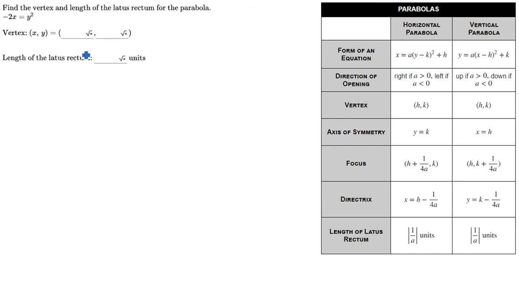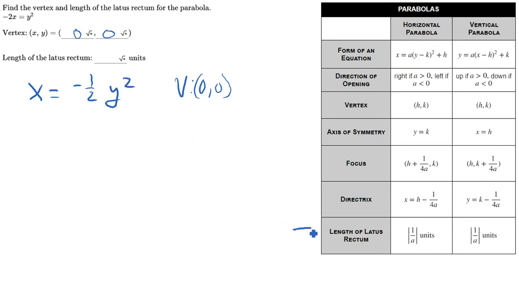Find the vertex and length of the latus rectum for the parabola negative 2x equals y squared. So let's make it match one of these, okay? I'm going to divide that 2 over. So x equals negative 1/2 y squared. Now it looks like this first one, doesn't it? So it's opening actually to the right. It's not asking us that, but just to imagine what's going on. Well, what's the vertex? If I look at this equation, notice I don't see a k, I don't see an h, so it's just 0, 0. They aren't there, so my vertex would be 0, 0 for this one.